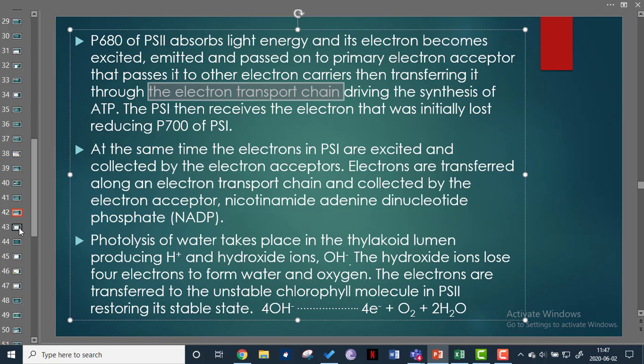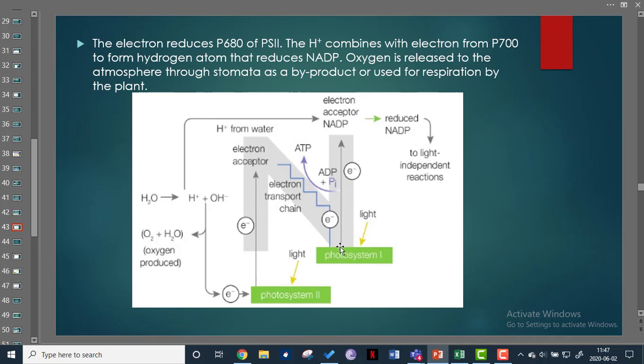Now, what I want you to note here is that photosystem 1 is the one that is going to receive that electron that was initially lost from the P700. So once those electrons have been lost, photosystem 1 will now receive that electron here, to replace the one that was lost when light fell on this photosystem 1. That's the P700.